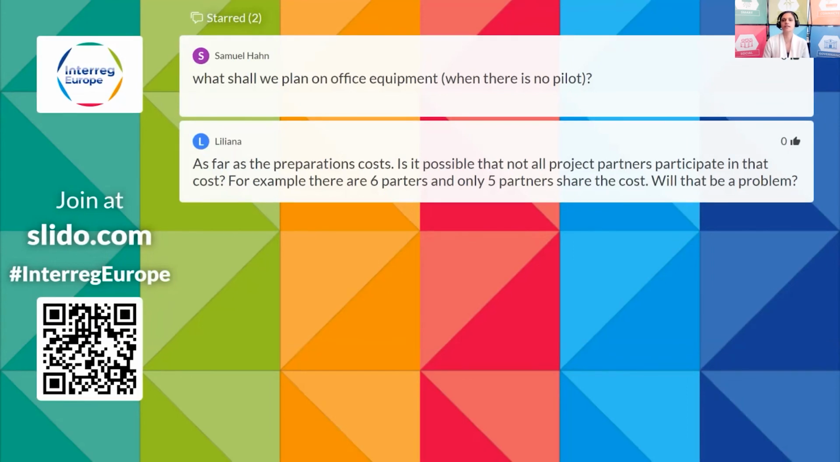It's realistic and it's in line with the needs of your partners, so that you will really spend the budget in line with the activities you will carry out later on in the project implementation.